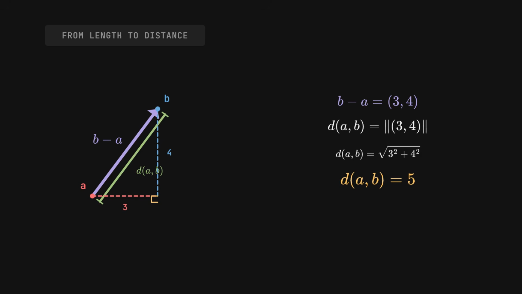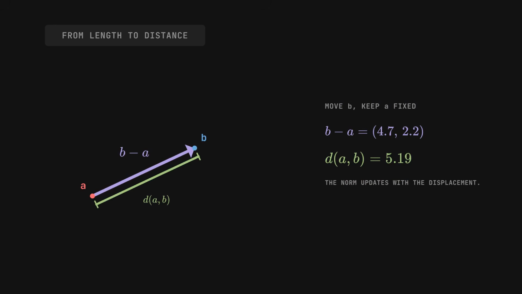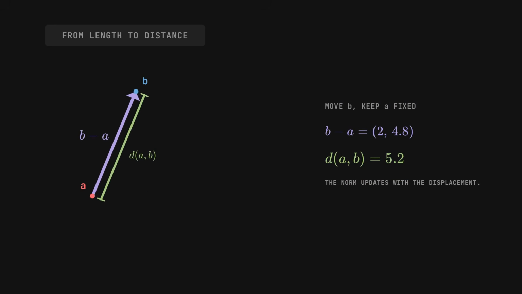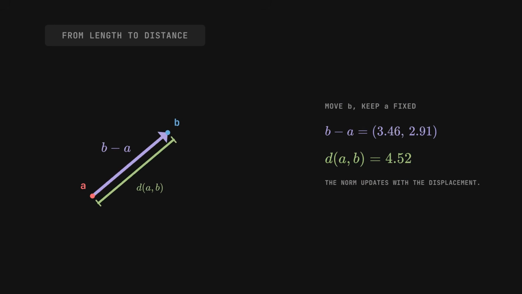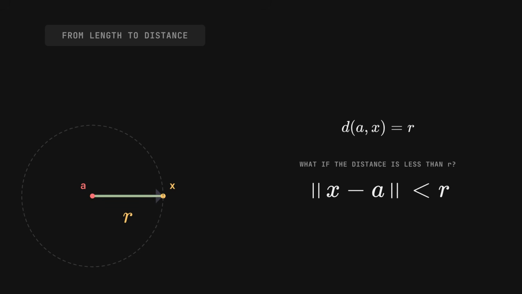If B moves while A remains fixed, the displacement vector changes. Its norm changes with it, continuously measuring the new distance from A to B. Now suppose a point remains exactly distance r from A. As the point moves, it traces a circle around A. But what do we obtain if the distance is less than r?